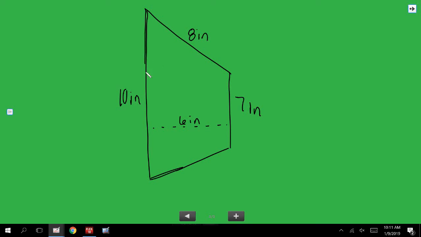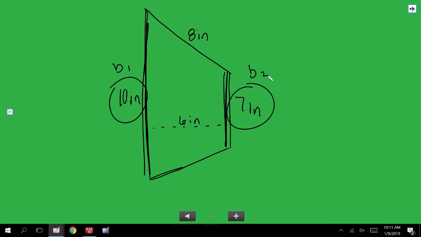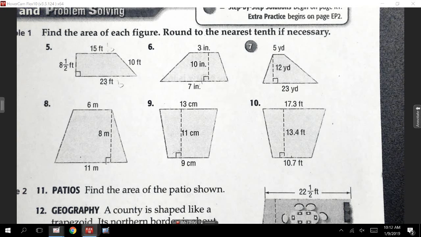So guys, these bases, you'll notice they're going up and down. So these would be my bases. This would be like base 1 and base 2. Which number would be my height? Camilla? The 6 inches would be my height. Because sometimes they can be turned on their side. And looking at your homework, I noticed y'all didn't have any like that, so I wanted to show you, okay?